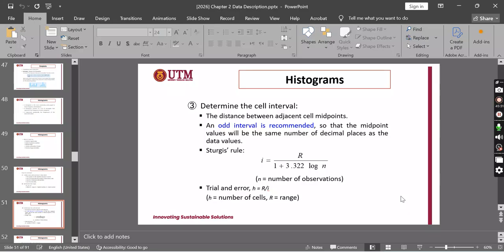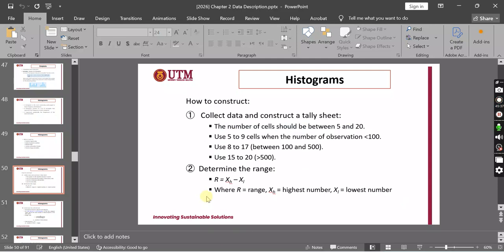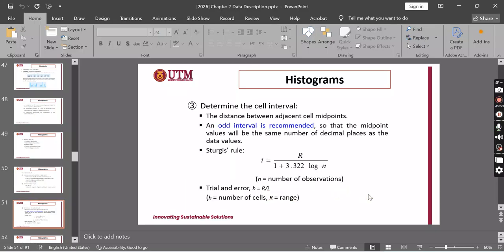The first rule that we have: you have to find the range of the data set that you have. The range is equal to the largest number, the highest number, minus the lowest number. R equals XH minus XL. Here R is the range, XH is the highest number, XL is the lowest number.